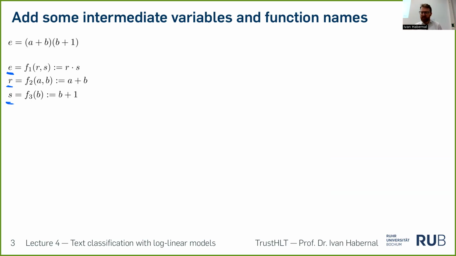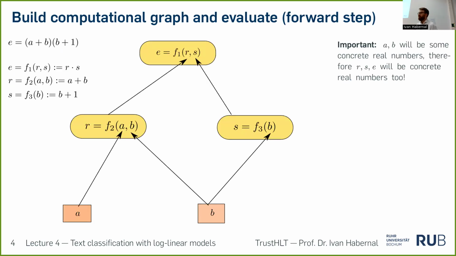Okay, so these are the intermediate variables, and I choose the names arbitrarily here. As you might see, this is my R, and this is my function now, S, or variable S. So far, so good? I'm just giving names. I'm just making it smaller. And these are very simple functions, much simpler than this one. So I'm going to build a computational graph, and this is what we did already in the exercise.